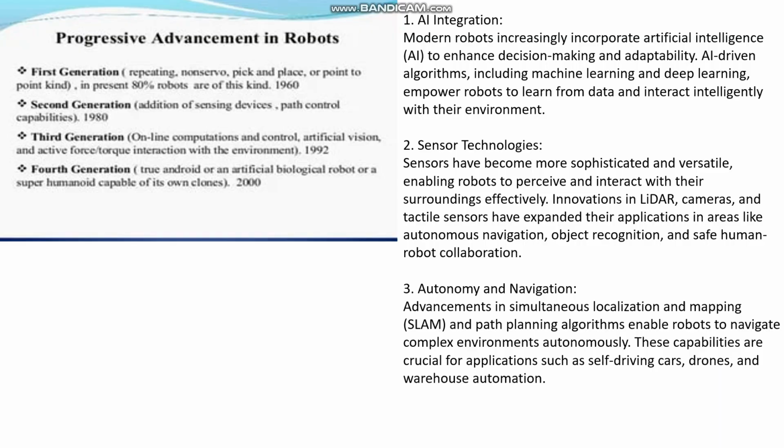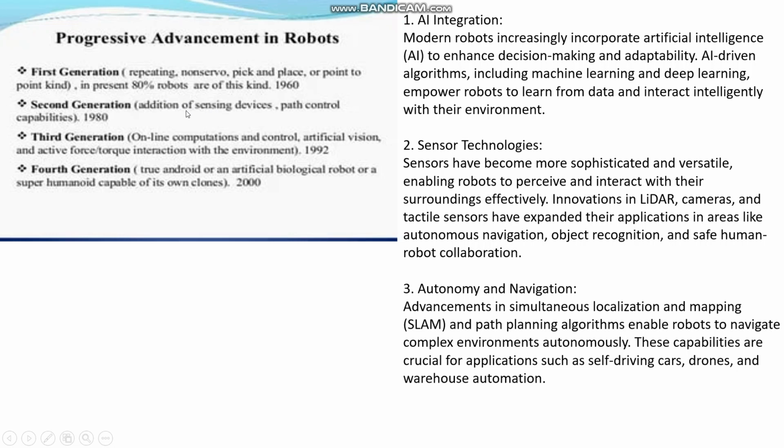Okay. Then coming to progressive advancement in robots, here we can divide it into four generations. It starts with the 1960s, 1980s, 1990s to 2000. The first generation is like repeating pick and place or point to point kind. This is the basis of the first generation, that is 1960, when the robot was used. Almost 80% of robots are of this kind.